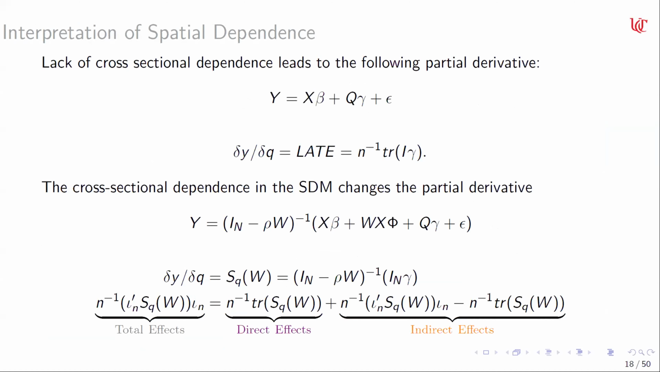So why do we want to look at the treatment effects with spatial dependence incorporated? Well, the original estimate gave us this partial derivative where we just get one estimate. And if we incorporate spatial dependence, we actually get these total effects, direct effects, and indirect effects, which we can look at instead of just the one estimate there.